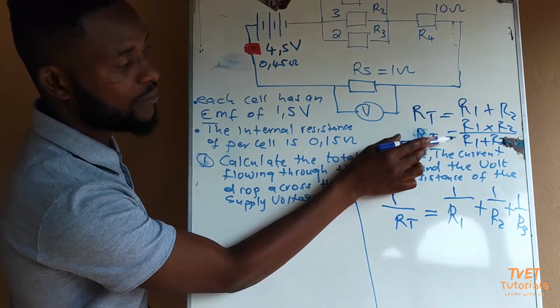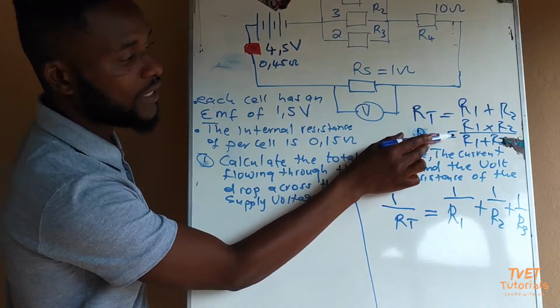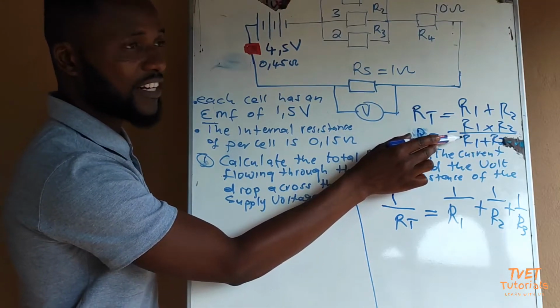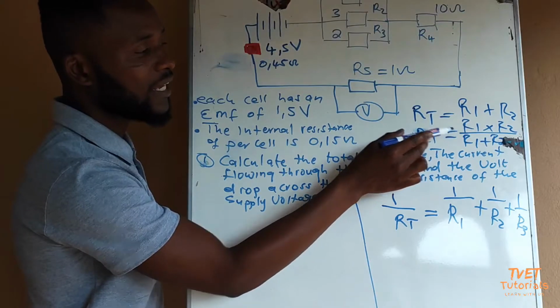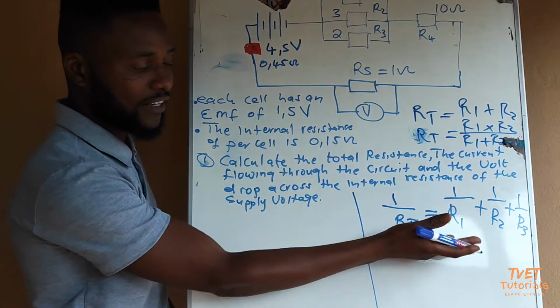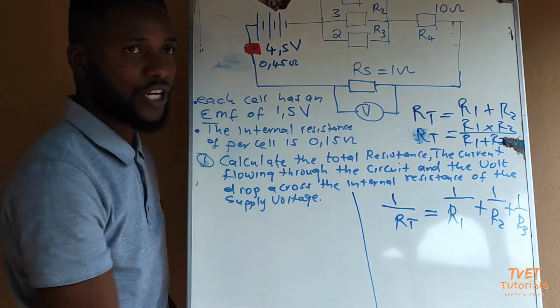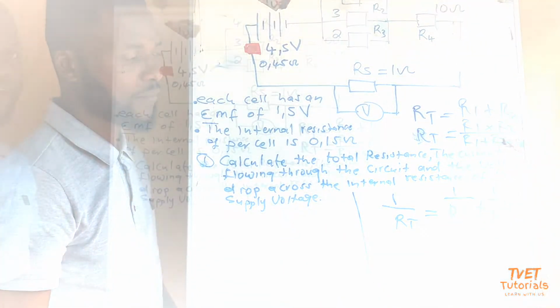But this one here, it's limited. You can only apply it when you are dealing with two resistors that are connected in parallel. This one, even if you have 3 or 2, you can use it. So you can always use this one here.